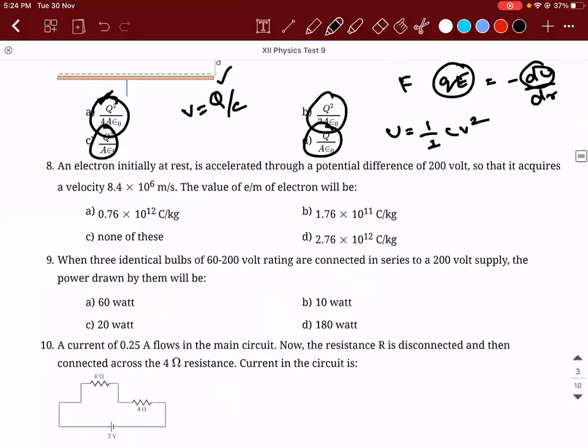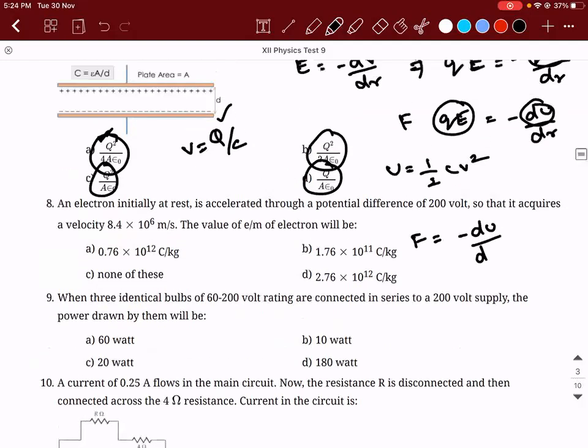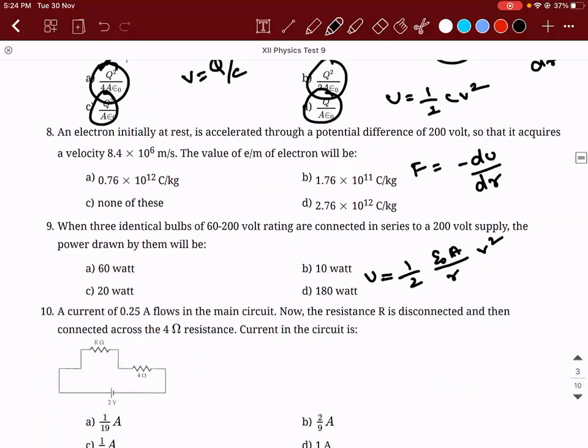So listen, guys. F is equal to minus dU divided by the distance. Instead of D, I will take it as R so that there is no confusion. So can I write U is equal to half epsilon naught A divided by R into V square? Clear? I hope it's clear till this step, right?